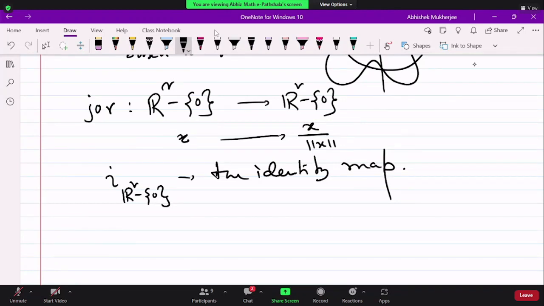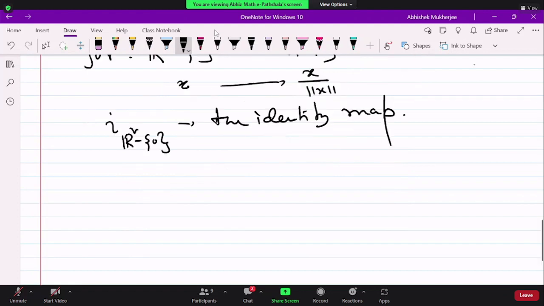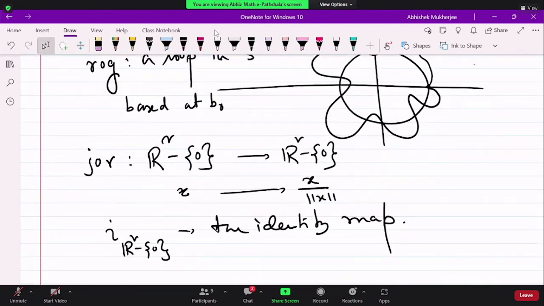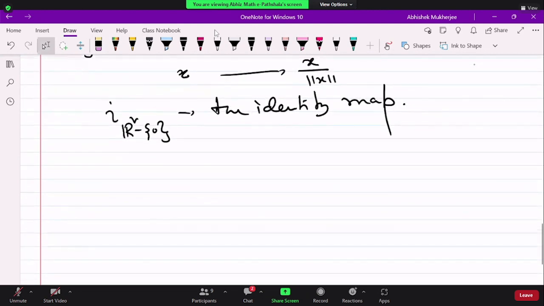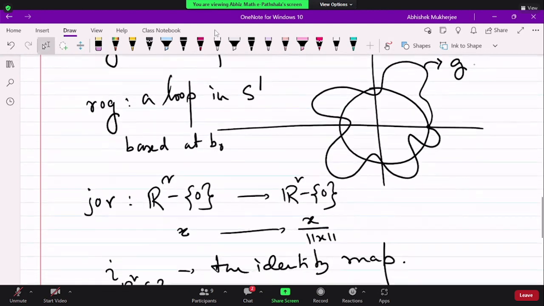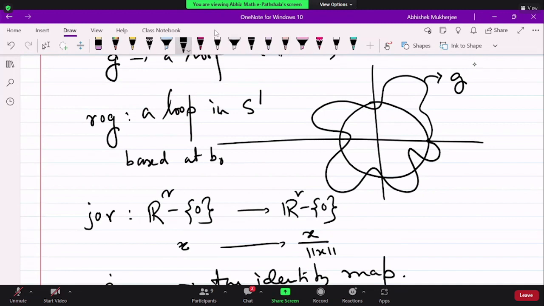So therefore, you can always define a homotopy between these two maps just by what means? Just by taking each point of this here to here, right? Taking each point here to this. So I'm doing this all over.